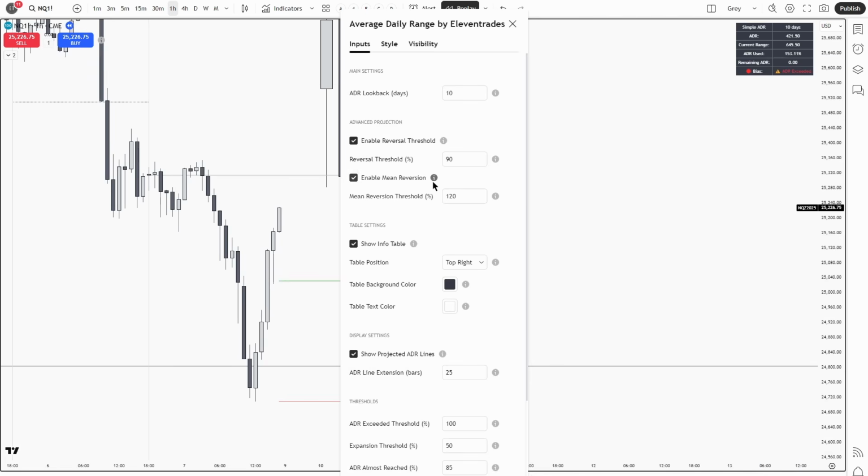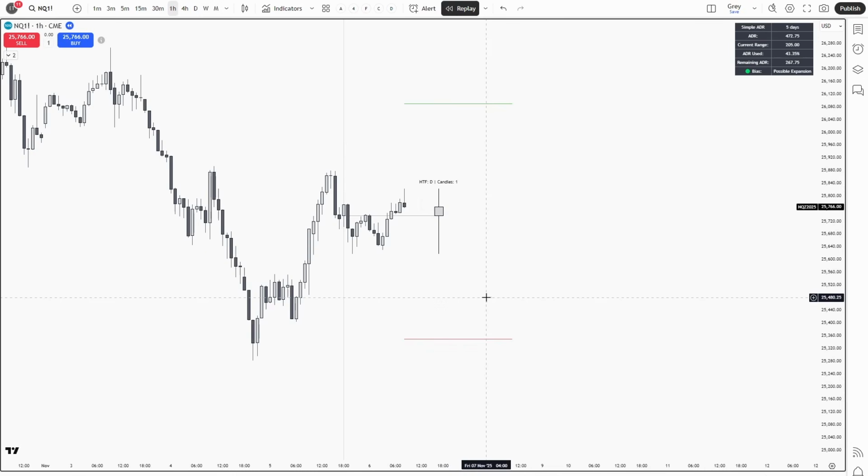This is enable mean reversion. The threshold I have put for it is 120 points. You can set it to whatever you want, but 120 points is optimal because I have seen it in a few examples. Now this is the example where we are expecting possible expansion from the candle.